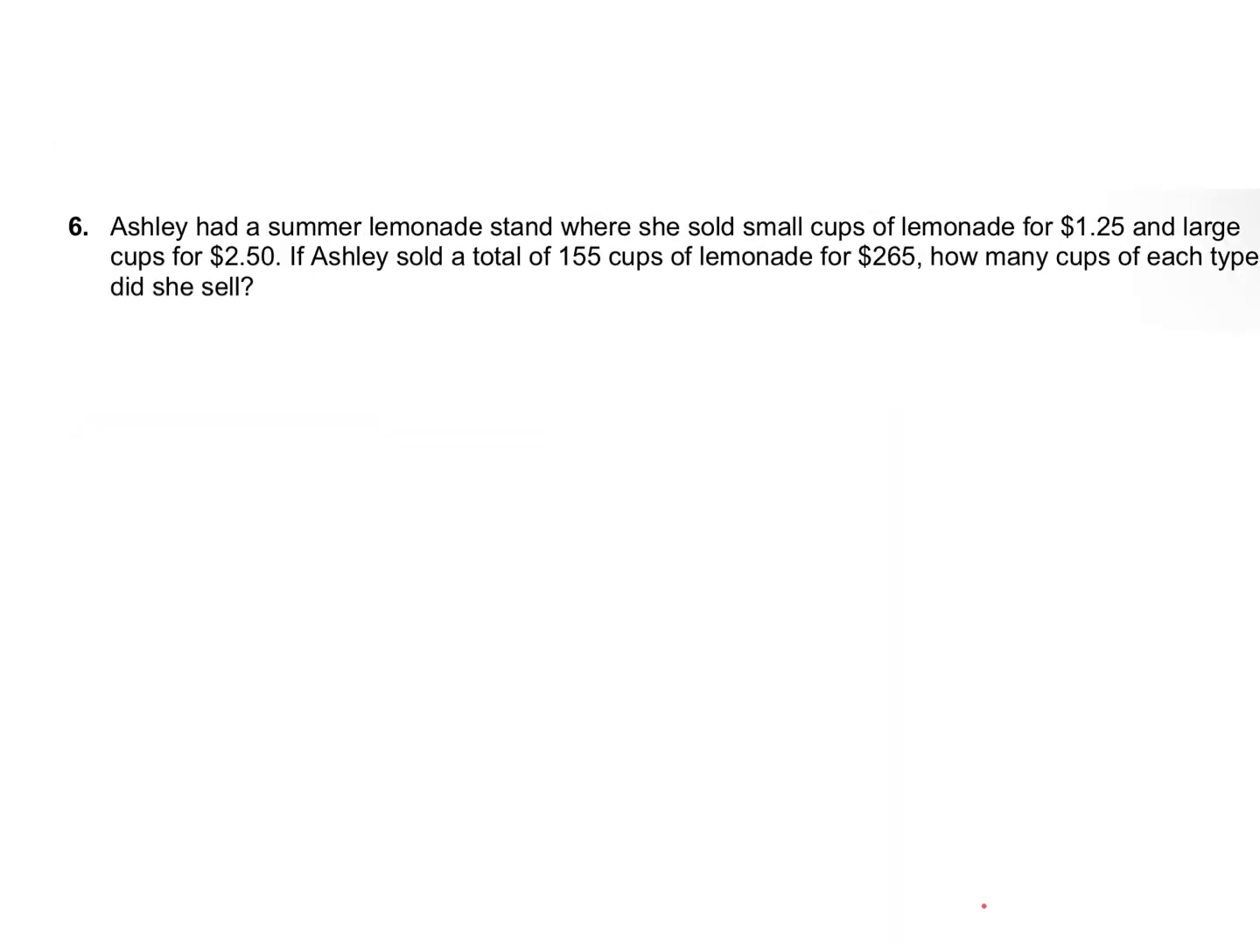All right, in our last question, number 6, it says Ashley had a summer lemonade stand where she sold small cups of lemonade for $1.25 and large cups for $2.50. If Ashley sold a total of 155 cups of lemonade for $265, how many cups of each type did she sell? And once again, we're going to start by assigning our variables. So we've got x will equal to small cups, and then y will equal to large.